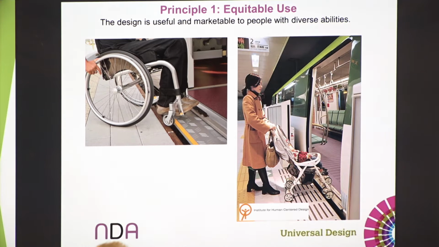So let's briefly talk about each principle. The principle of equitable use is that the design is useful and marketable to people with diverse abilities. Basically what this means is body fit, which means accommodating a wide range of body sizes and abilities. Something like this image of a woman getting on a train with a baby: she still needs that to be accessible to her as much as someone in a wheelchair does.